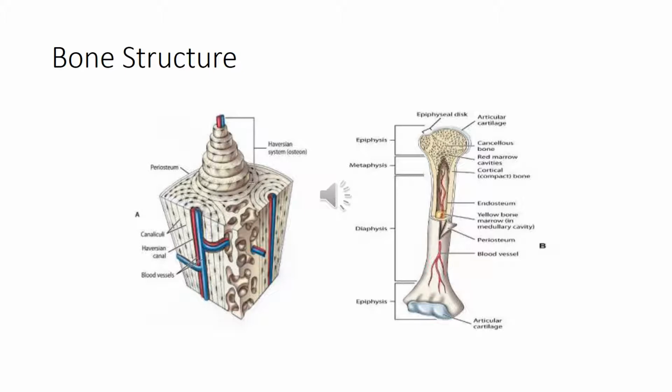In adults, red marrow is mainly found in the flat bones, such as the pelvis, skull, sternum, cranium, ribs, vertebrae, and scapula, and in the cancellous or spongy material that's located at the epiphyseal ends, like in the femur and humerus.